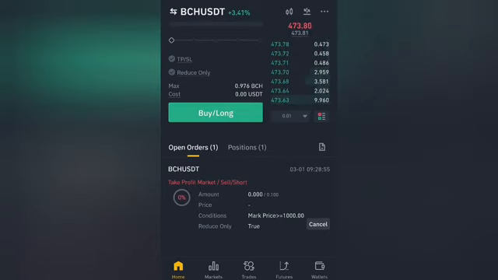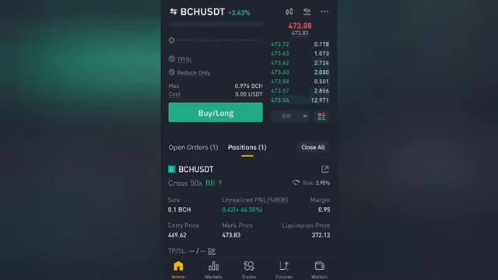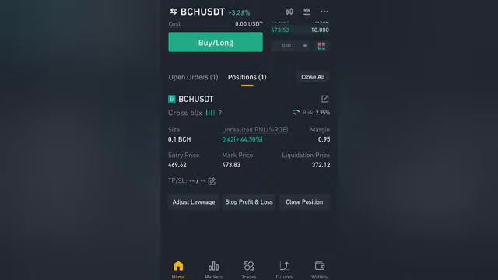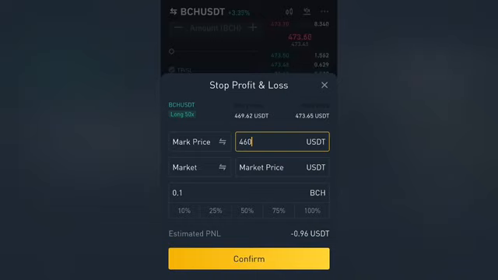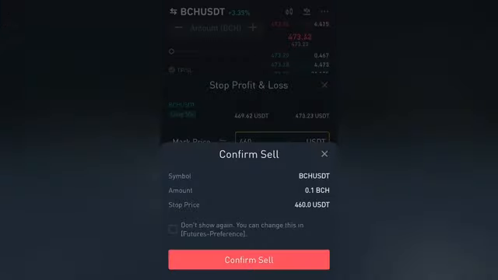And for your stop loss, you would have to go back to the same place and click on stop profit and loss. I want to put my stop loss at around 460. Now when I put my stop loss at around 460, as you can see, the estimated PNL would be minus 0.96 USDT. If the price goes down to 460, I would be losing this amount. Understand? Then I will click on confirm sell.